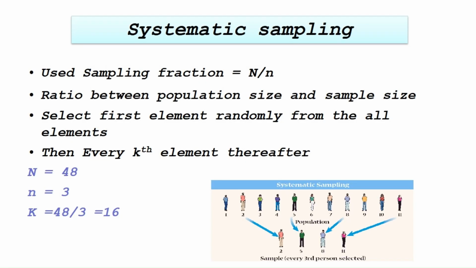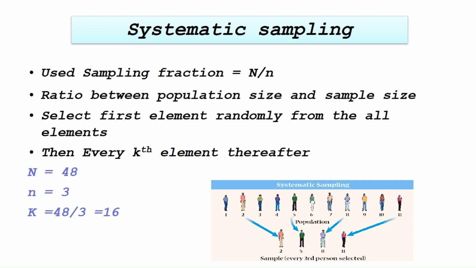Systematic sampling. In systematic sampling, we use a fraction between the population size and the sample size. The first element is randomly selected from all the elements through a random number table, the lottery method, or a finger randomly stopped in the random number table, then every kth element thereafter.